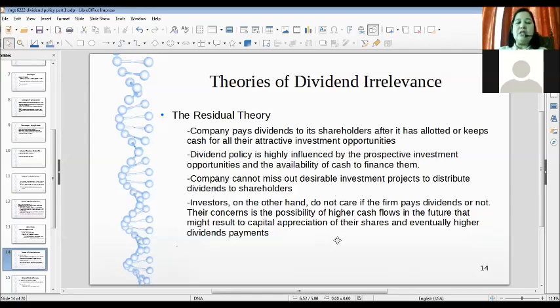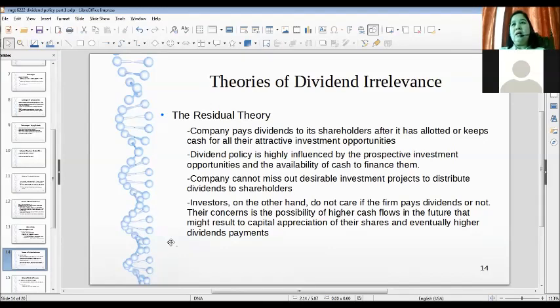And investors, on the other hand, do not care if the firm pays dividends or not. Their concern is the possibility of higher cash flow in the future that might result in capital appreciation of their shares and eventually higher dividend payments. Ano ibig sabihin nito, class? Okay. Yung mga investors, yung mga owners of the stocks, hindi sila masyadong after with the dividend.